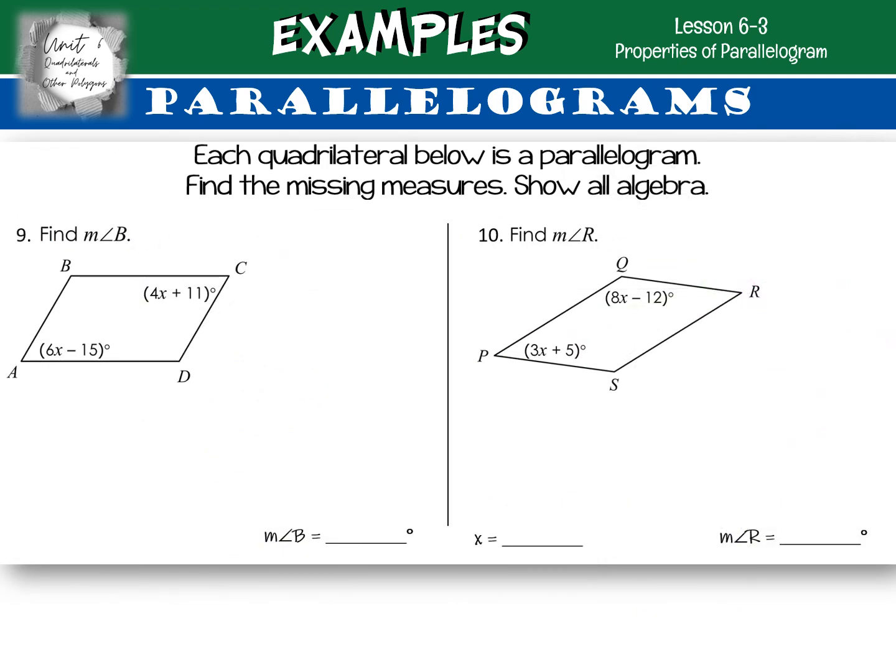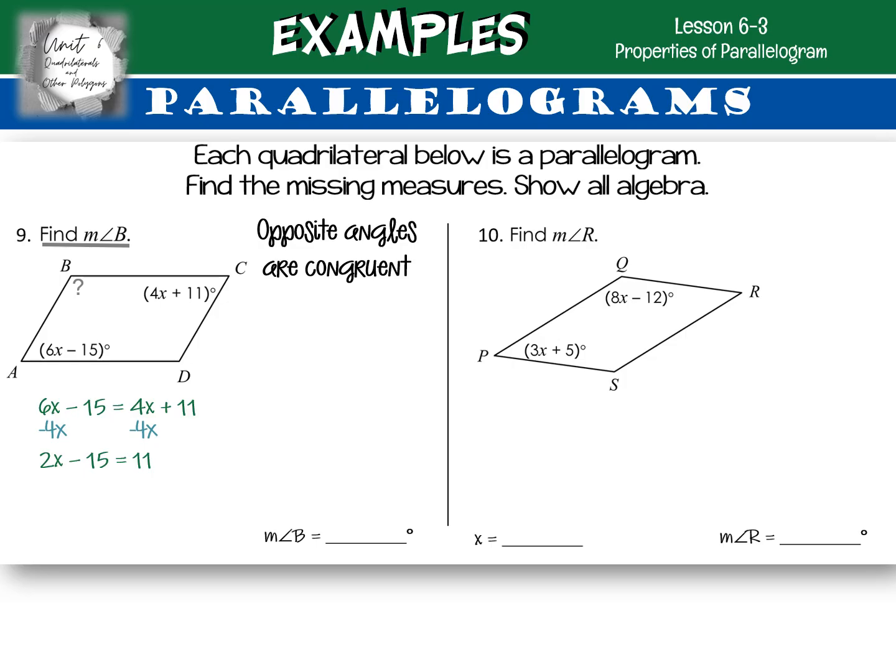Number 9, we need to find the measure of angle B, but we have expressions for A and C. It says that it is a parallelogram, so those two must be equal to each other. So 6x minus 15 equals 4x plus 11. Subtract the smaller x on both sides, so subtract 4x on both sides. 2x minus 15 equals 11. Add 15 to both sides. 2x equals 26. Divide both sides by 2. X is 13. So we have that part.